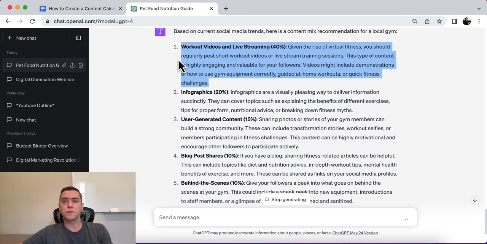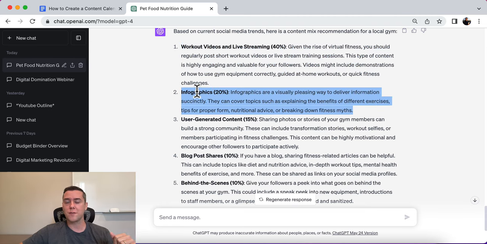Given the rise of virtual fitness, you should regularly post short workout videos or live stream training sessions. This type of content is highly engaging and valuable to your followers. Videos might include demonstrations of how to use gym equipment correctly, guided at-home workouts, or quick fitness challenges.